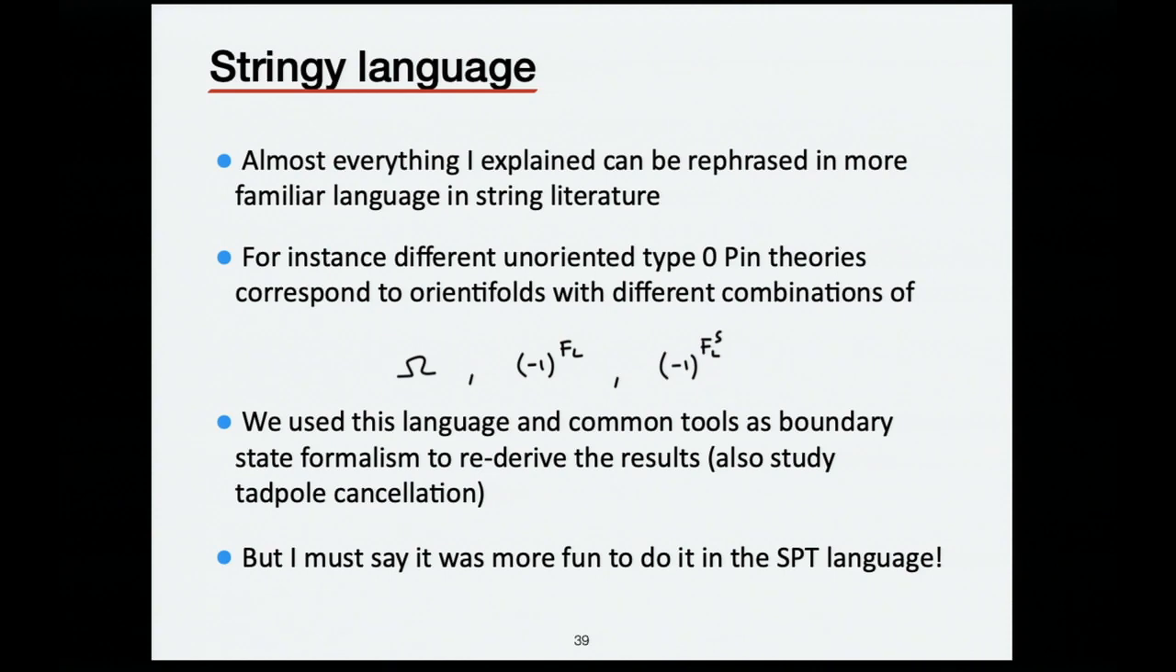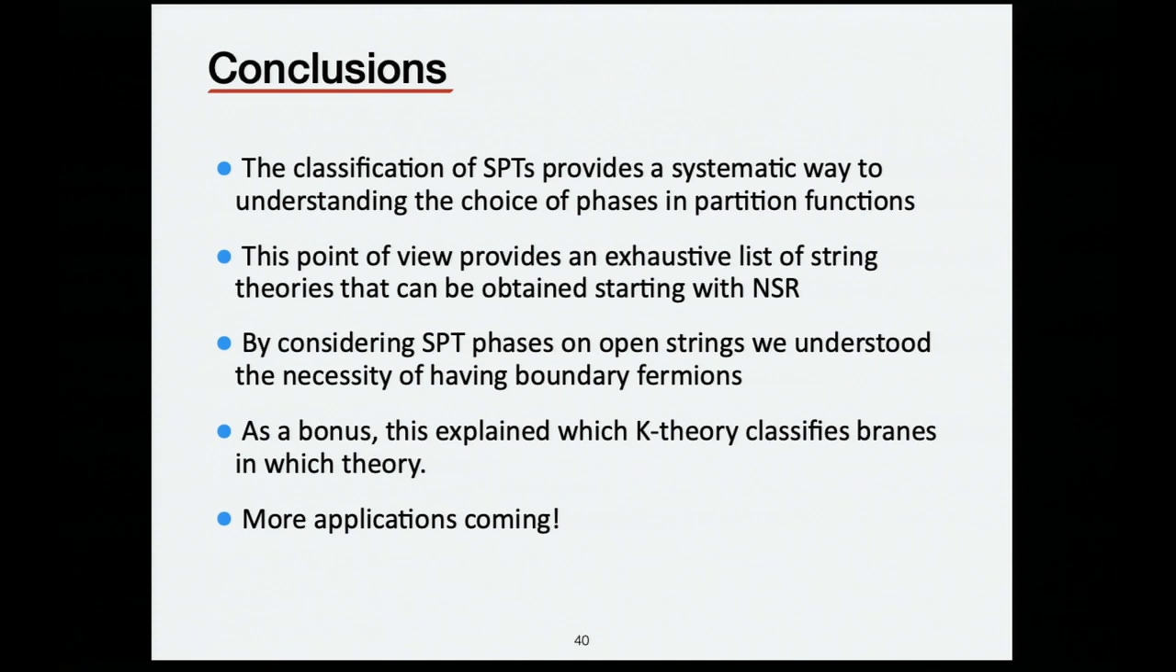Okay, so let me conclude. Let's summarize what I explained. I explained why the classification of SPTs provides a systematic way of understanding the choice of spin structures for partition functions of all the fields in string theory, in particular when we're gauging something. This provided an exhaustive list of string theories that you would get starting with the usual NSR string. And by considering SPT phases in open strings and basically anomaly inflow and anomaly cancellation, we understood the necessity of having boundary fermions, which also tells us that K-theory is needed to classify the different branes.